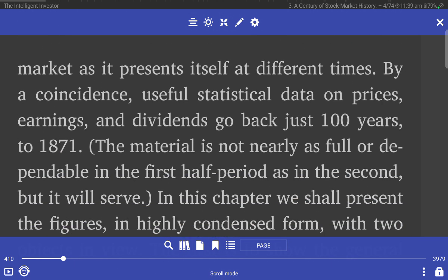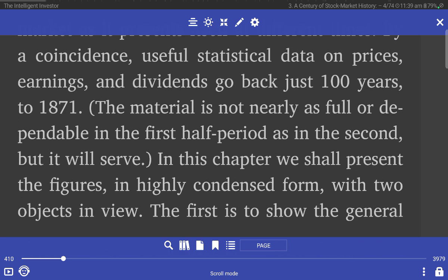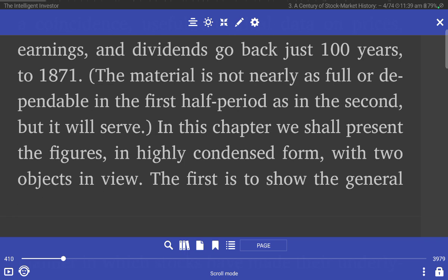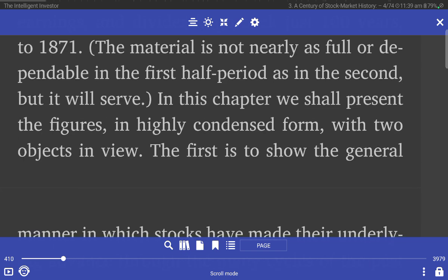Fortunately, useful statistical data about prices, earnings, and dividends are available over a period going back 100 years, to 1871. The material is not nearly as full or dependable for the first half of the period as for the second, but it will always be so. In this chapter, we shall present the figures in highly condensed form with two objectives in view.